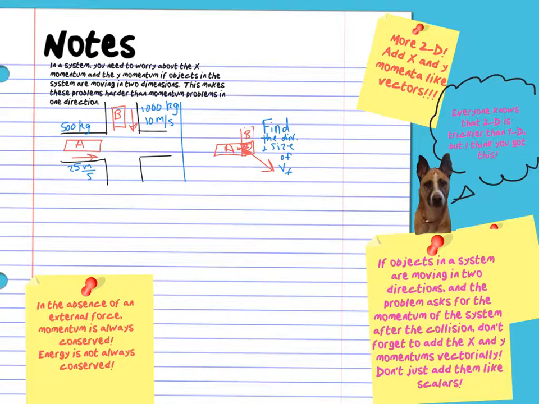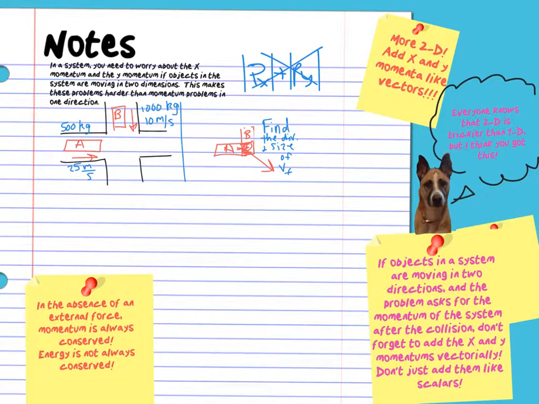Okay, well, we cannot just add the momentum vectors. We can't add 500 times 25 plus 1,000 times 10. You can't just do this with the values. You can't just add the magnitudes. You cannot do that. You have to take into account that they are vectors and they are going in different directions.